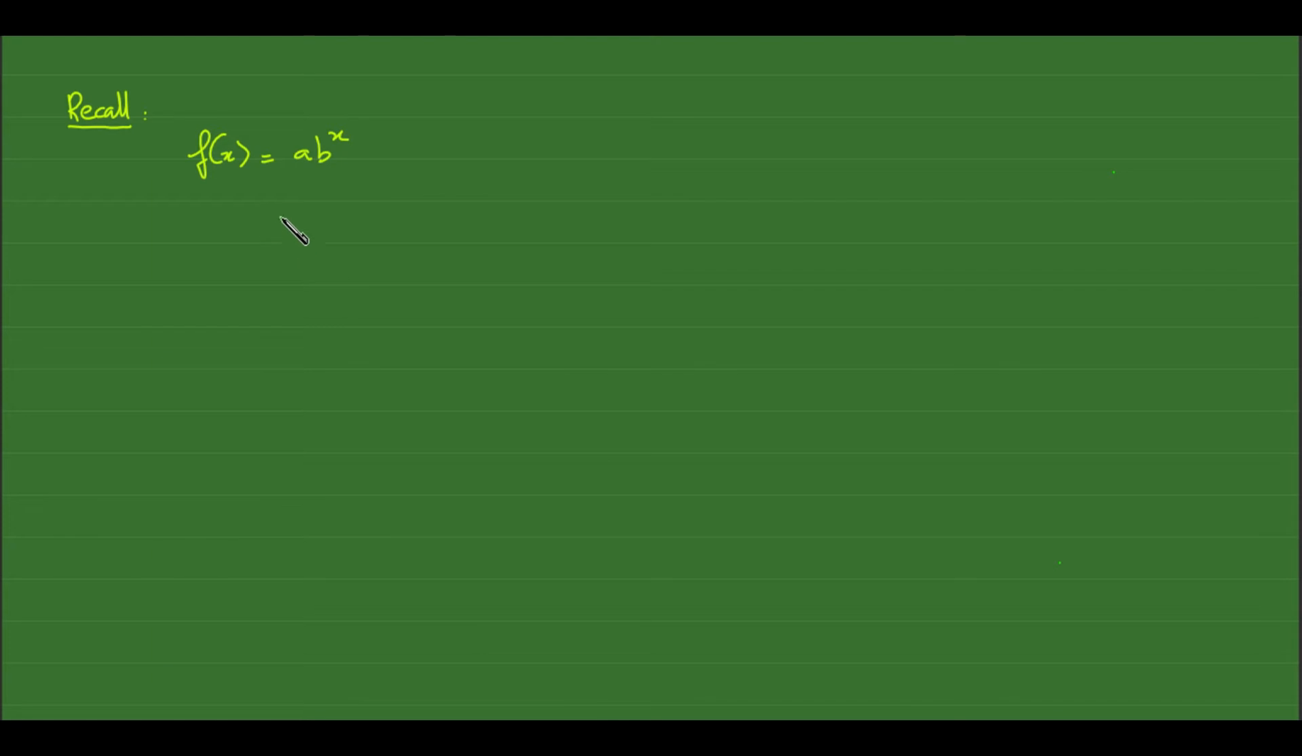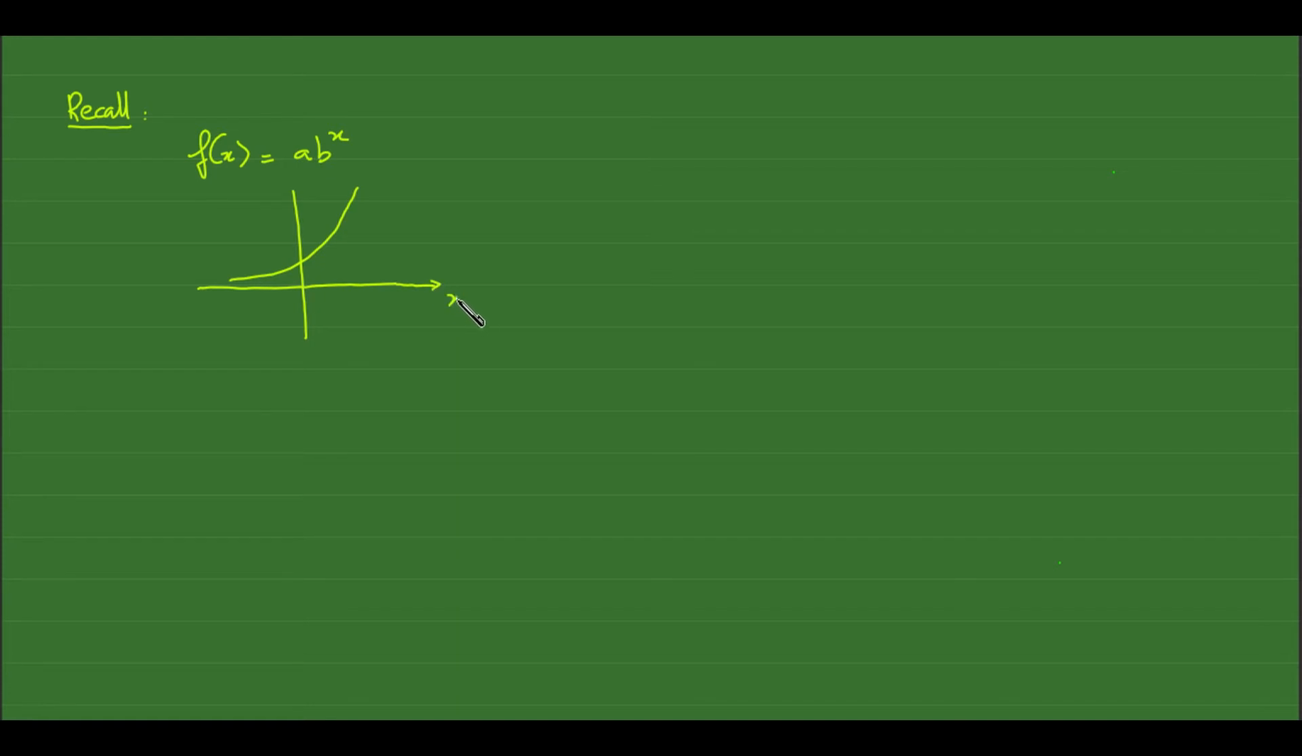And we know that the exponential function will be something like this for b greater than 1, and if b is between 0 and 1, we have this decreasing curve, right? And the domain of this function is from negative infinity to positive infinity.